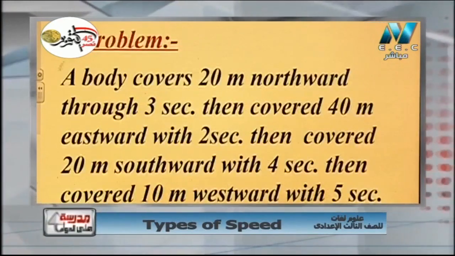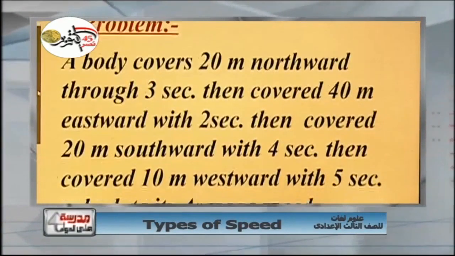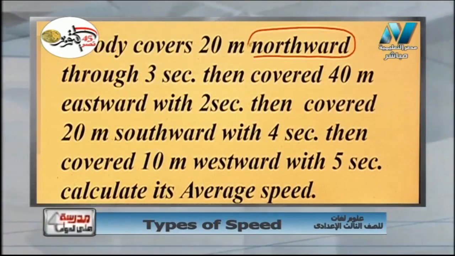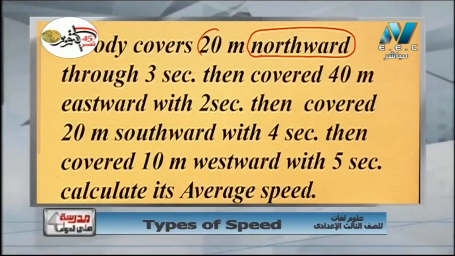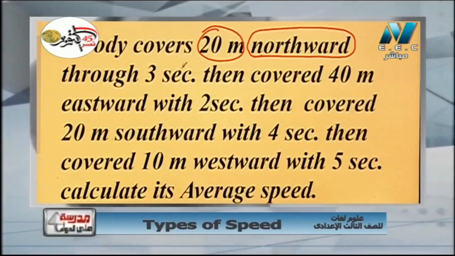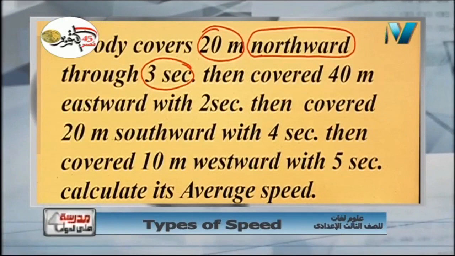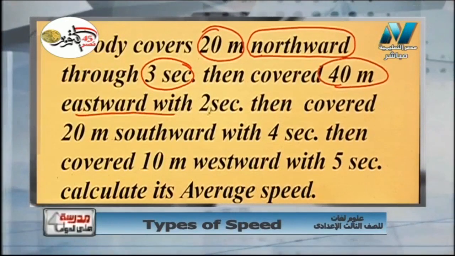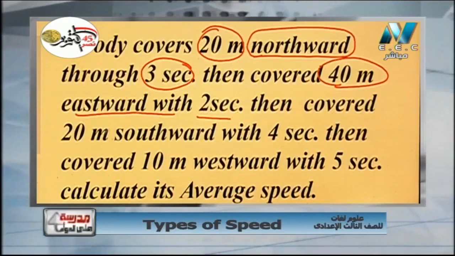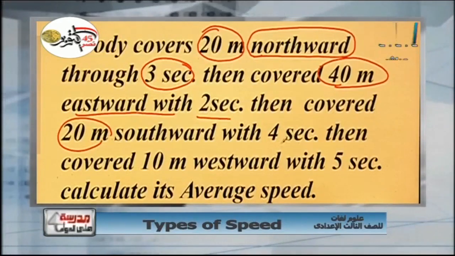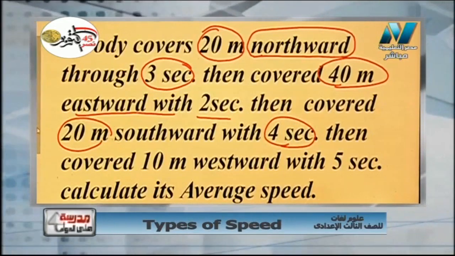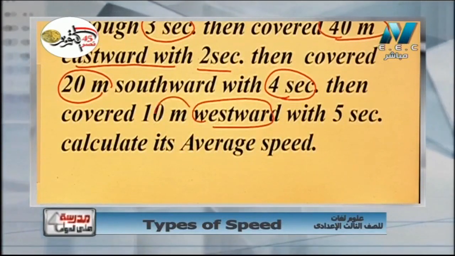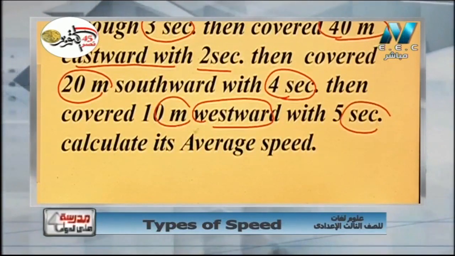Okay, we have here a problem. A body covers 20 meters northward. Be careful, we should know the directions here. Northward, then through 3 seconds, then covered 40 meters eastwards within 2 seconds, then covered 20 meters southward within 4 seconds, then covered how many? 10 meters westward with 5 seconds. Calculate its average speed.